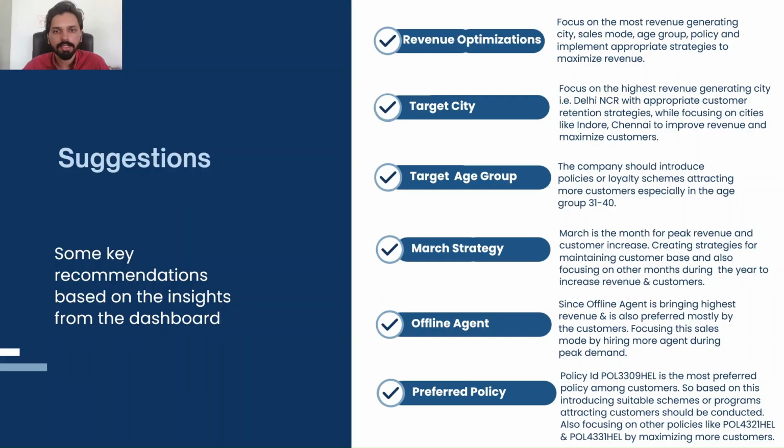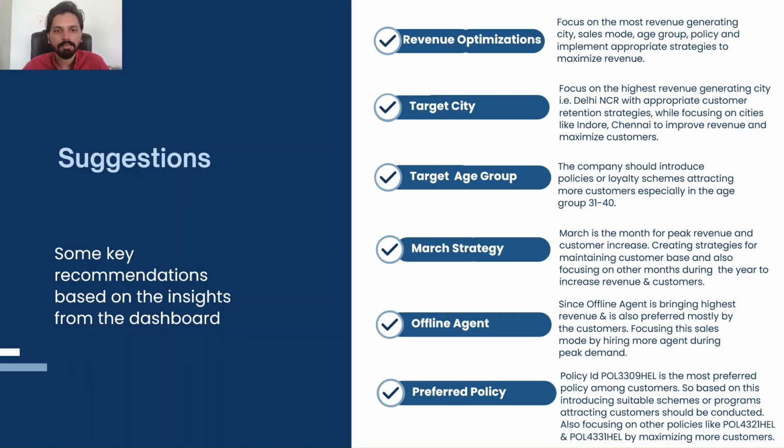And next is the offline agent. As it's clearly seen that offline agent is the highest revenue generator and mostly the customers are preferring offline agents followed by the app of the company. So to improve this particular sales mode, the company can start hiring some new agents so that they can reach more customers and increase their customer base during the peak demand period, especially in the month of March.